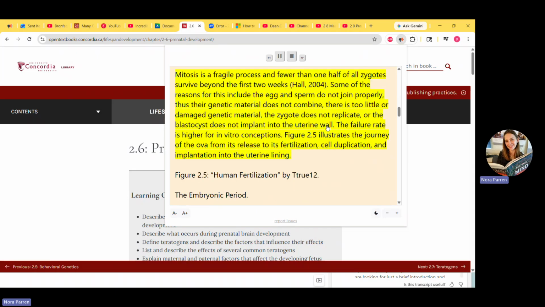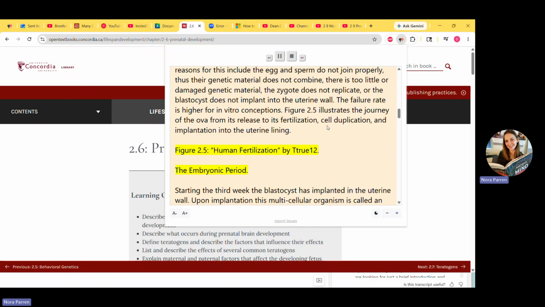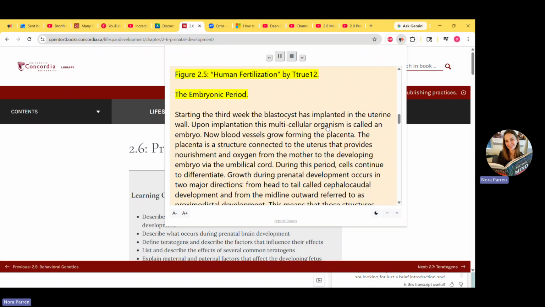Mitosis is a fragile process and fewer than 1/2 of all zygotes survive beyond the first 2 weeks, Hall, 2004. Some of the reasons for this include the egg and sperm do not join properly, thus their genetic material does not combine, there is too little or damaged genetic material, the zygote does not replicate, or the blastocyst does not implant into the uterine wall. The failure rate is higher for in vitro conceptions. Figure 2.5 illustrates the journey of the ova from its release to its fertilization, cell duplication, and implantation into the uterine lining. Figure 2.5, Human fertilization by True 12.